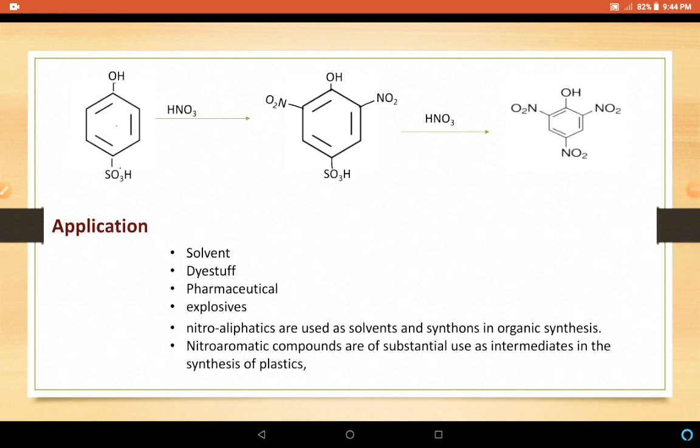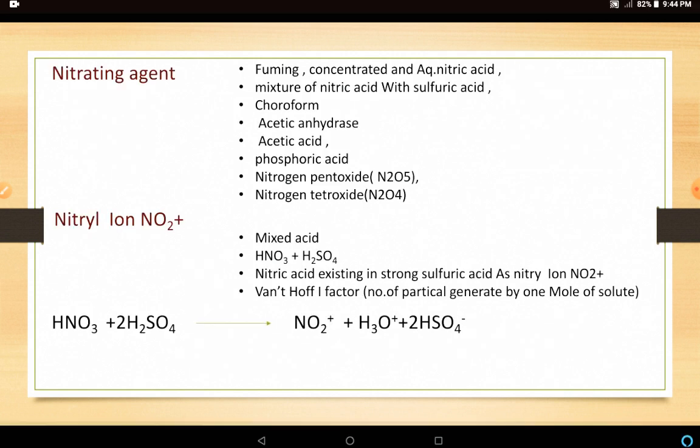Applications of nitrations. Nitration reactions are very useful and important in the pharmaceutical industry, as well as for solvents, dyestuffs, and explosives such as bombs. Nitroaliphatics are used as solvents and synthons in organic synthesis. Nitroaromatic compounds are used in the synthesis of plastics.